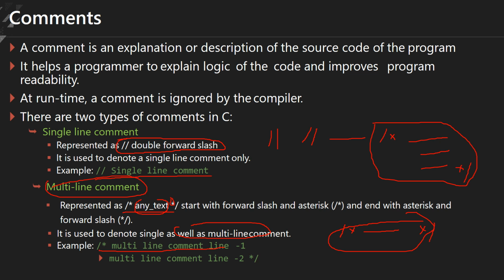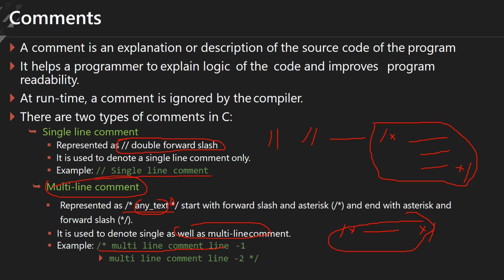What do you mean by comment? A comment is a kind of explanation or description of the source code of the program, which is not executable by the compiler at runtime. There are two types of comments: one is a single line comment, another is a multi-line comment. Give one example of each, and you will get 2 to 3 marks for this, right? I hope you understand this comment topic.